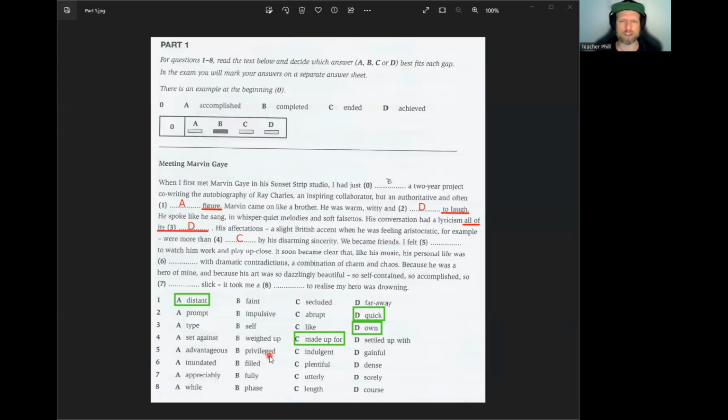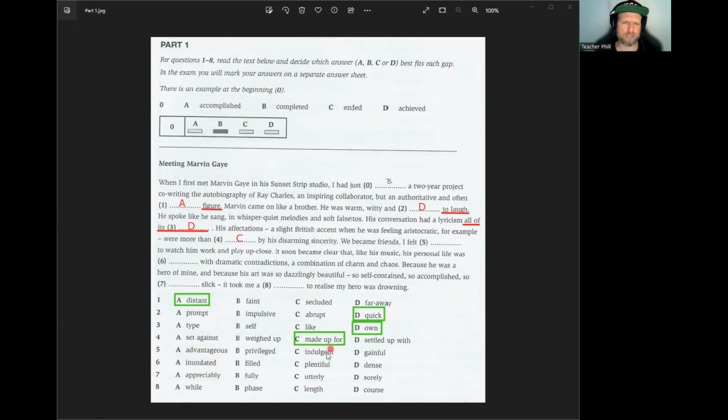It's like you feel honored or you feel maybe thankful for an opportunity. Yeah, you feel privileged that you were able to do something. In this case, to spend time with Marvin Gaye so close, so up close. I think advantageous, you don't feel advantageous. I think we can say something is advantageous when it has a benefit for you.